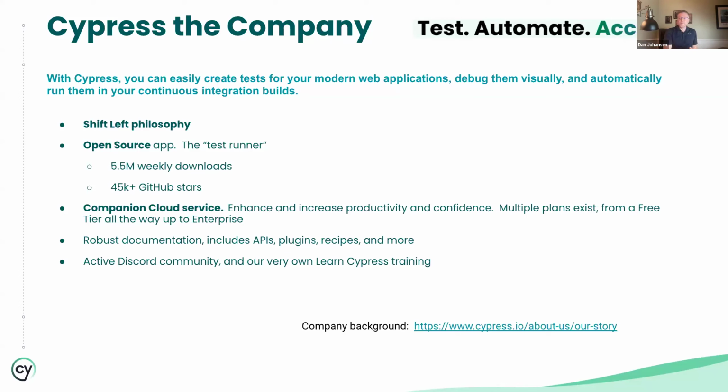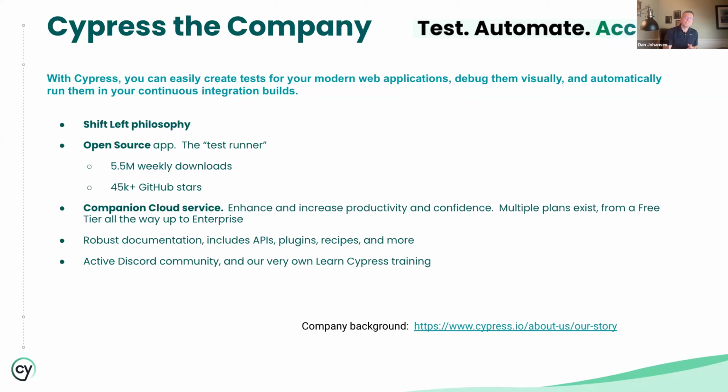Now, in terms of Cypress, we have a couple of things. Just to be very clear, we have Cypress, the open source application. Some people call it the test runner. This is where Cypress started, and it is still the linchpin of what we provide. The Cypress test application is where you define the test. When you're using a CI, it is responsible for spawning all the tests and generating the results. So it's widely used. We are still the leading tool, with 5.5 million weekly downloads and over 45,000 stars on GitHub.